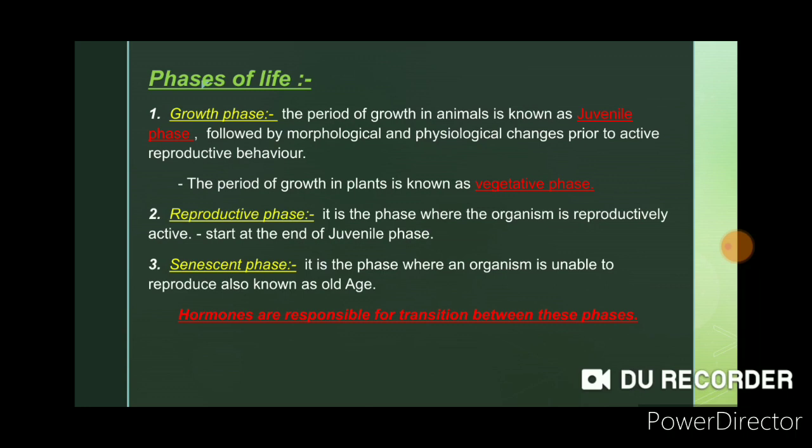Coming up to next, we have senescent phase. Senescent phase is basically old age, where an organism is unable to reproduce. The metabolism of the body slows down, aging starts, osteoporosis in women occurs, and the bones start to diminish and deteriorate. Various physiological, psychological and morphological changes take place while any organism is in senescent phase. After senescent phase, or old age phase, the organism dies.